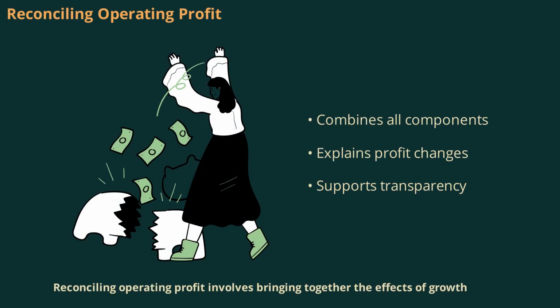Reconciling operating profit involves bringing together the effects of growth, price recovery, and productivity to explain changes from one period to the next. By systematically adding or subtracting the revenue and cost effects of each component, management can clearly see what drove the profit change. This structured approach ensures that all factors are considered and helps in pinpointing areas that need attention or improvement. It also supports transparent reporting and informed decision-making.